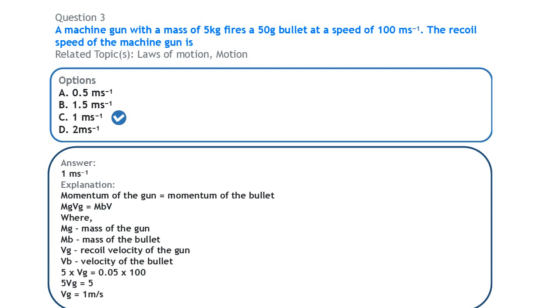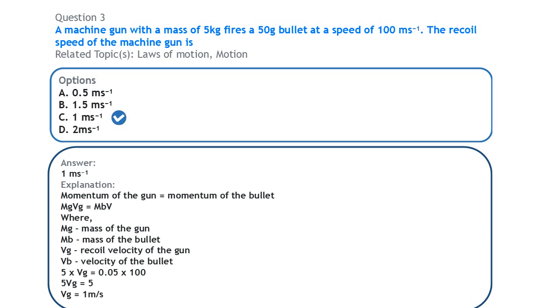Now, in the question, they already gave us the mass of the gun as 5 kg. The mass of the bullet is given as 50 gram. Now we need to balance the units. The mass of the gun is in kilogram, the mass of the bullet is in gram. We need to convert the mass of the bullet to kilogram, and in converting from gram to kilogram, we divide by 1000. So 50 divided by 1000 will give you 0.05. Then multiply this by the velocity of the bullet, which is 100 meters per second.